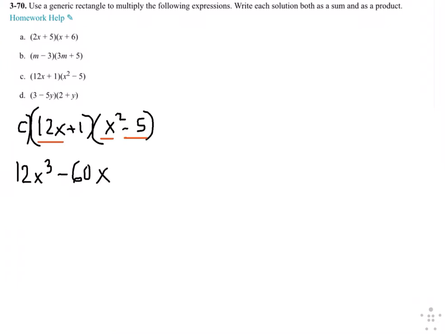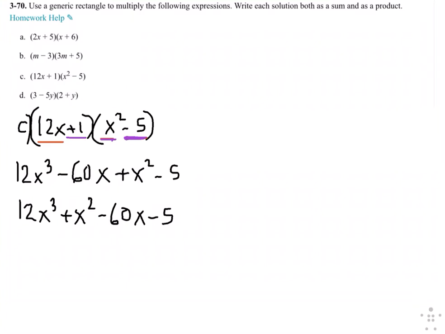Okay, next, we're going to take the 1 and multiply it by x squared and then negative 5. So we get plus x squared minus 5. We have no like terms. I'm just going to rearrange to put in descending order, but at this point it's not incorrect if you just left it the way it is. But I went for the powers, power 3, power 2, power 1, and none. Okay. And that's the answer to C.